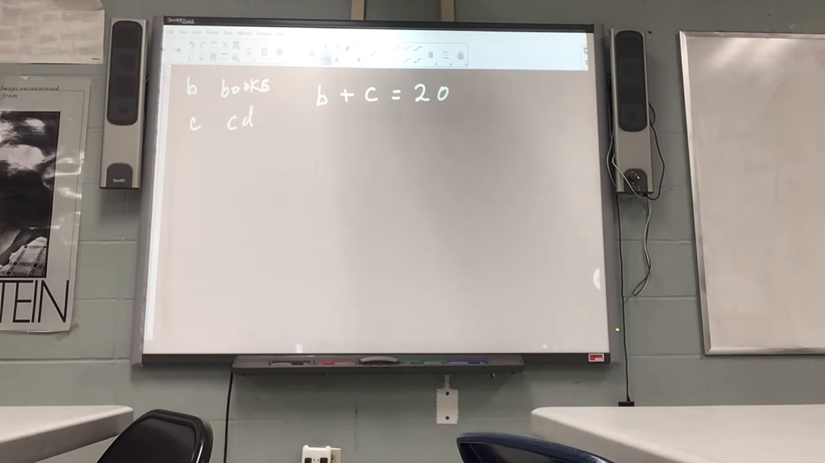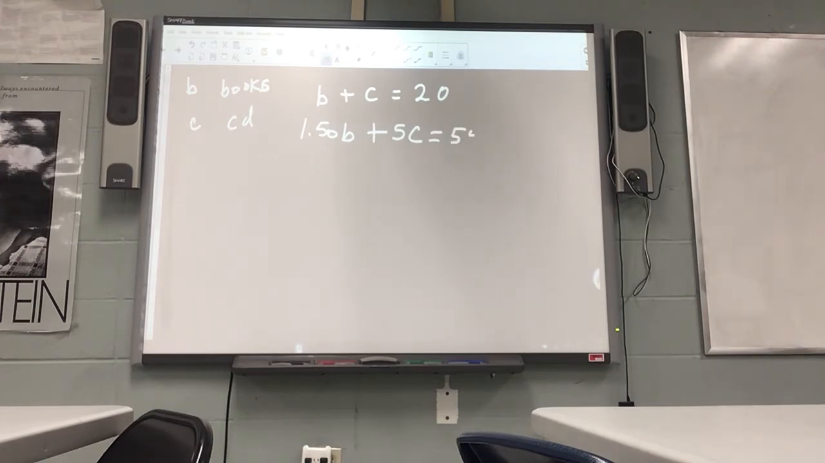Marcy bought a total of 20 used books and CDs during a yard sale, here's the money you were asking about, Kenley, for a total of $54.50. Books cost $1.50 each, so $1.50 times the number of books. CDs cost $5 each, so $5 times the number of CDs, and that has to equal the total she spent, which we said was $54.50.